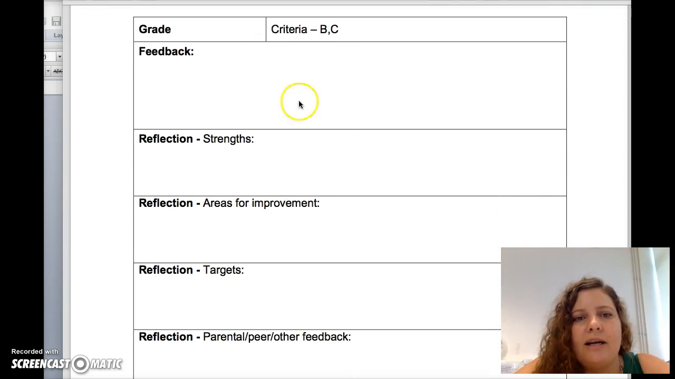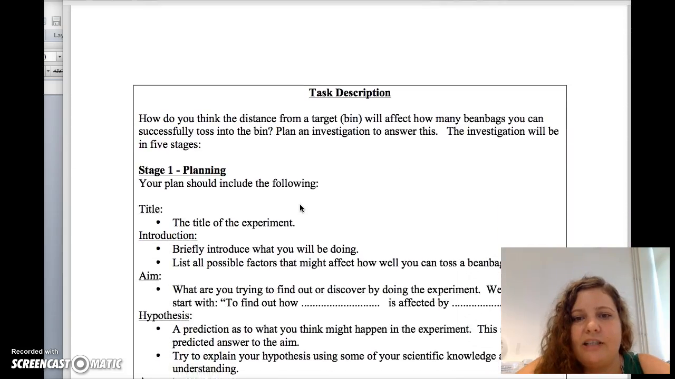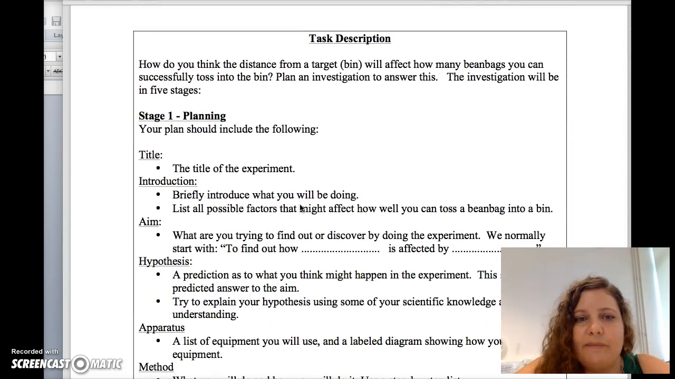The first part is where your teacher is going to provide your grade, any feedback, reflections of your strengths, areas for improvement, targets, and then your parents, peers, or other feedback. Now what we're going to focus on today is this second page, the task description. So let's go ahead and read the task description.